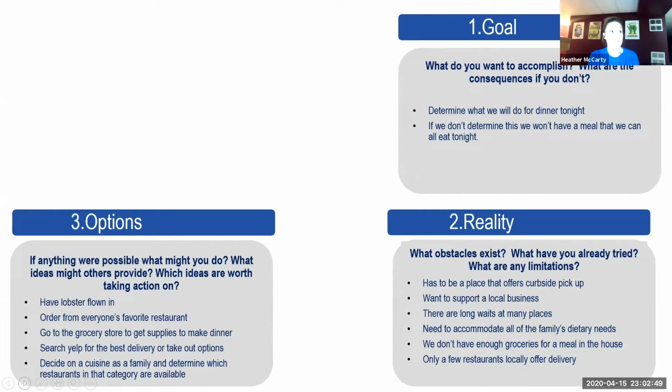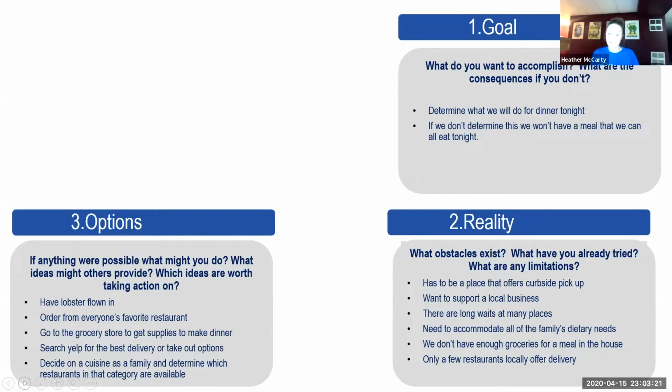Additionally, I thought about this constraint I have of there not being a lot of places around here, so I might need to do some research. I could look on Yelp or something else to determine what are the best options in my area. Another idea I came up with is we could decide as a family what cuisine we are interested in having tonight, and then from there decide which options locally we're going to go with.